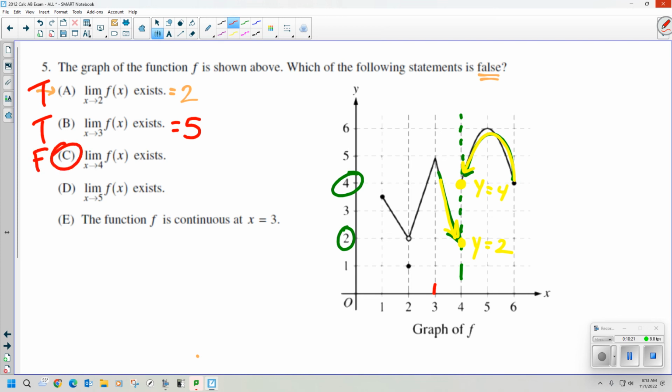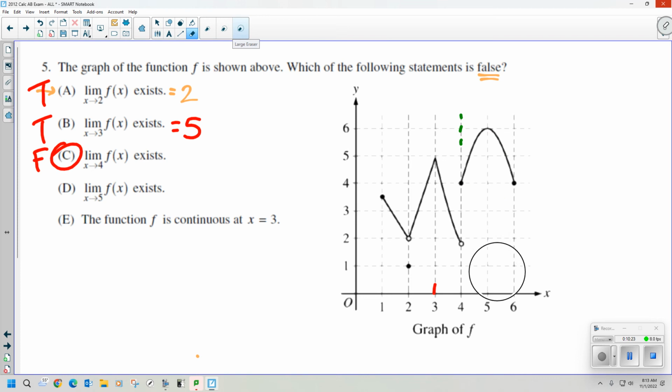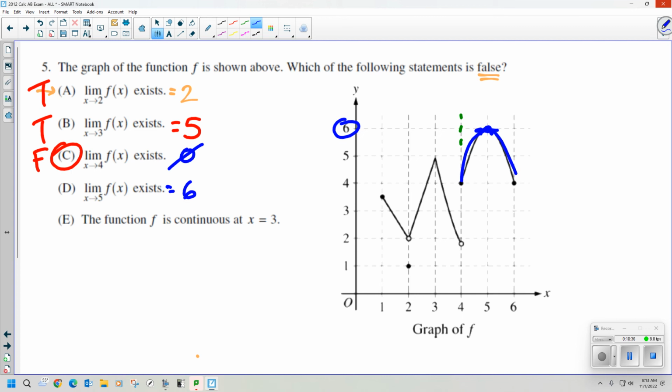The limit, I mean, I really don't have to do anything else in this graph, but for fun, the limit as I approach 5, same thing. It's this point. It's a y value of 6. Okay, this does not exist. And the function is continuous at 3. Yeah, a corner or cusp is continuous.